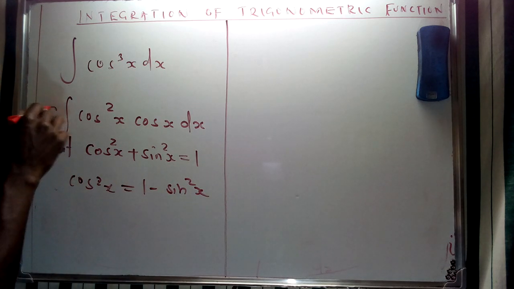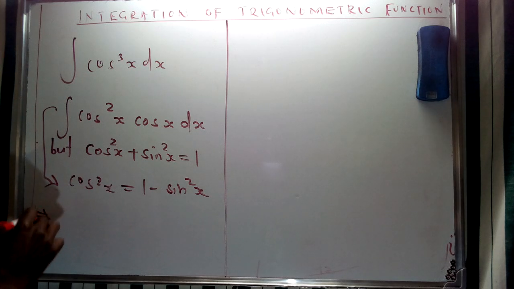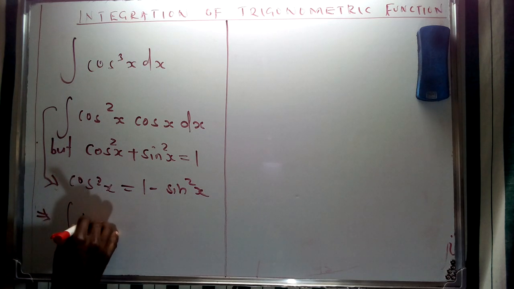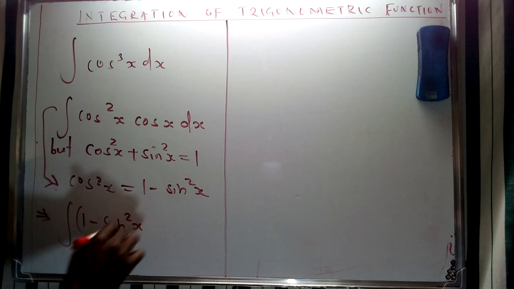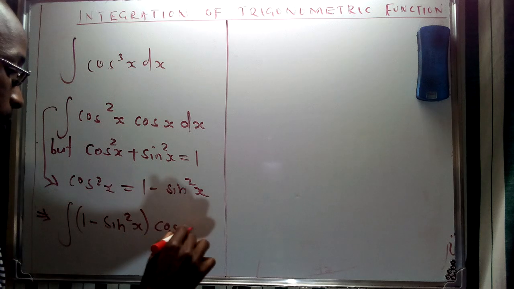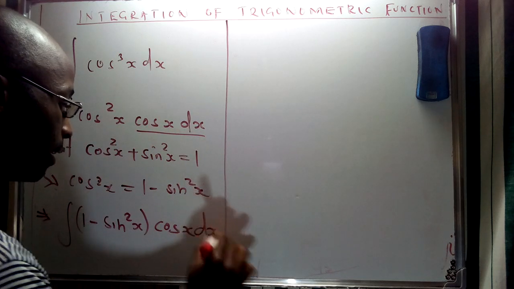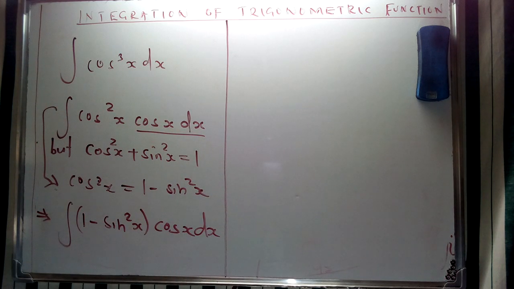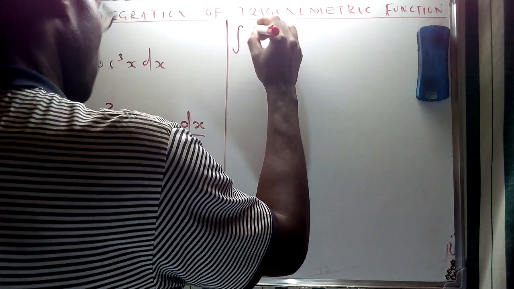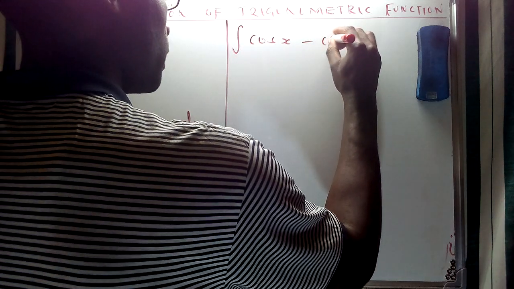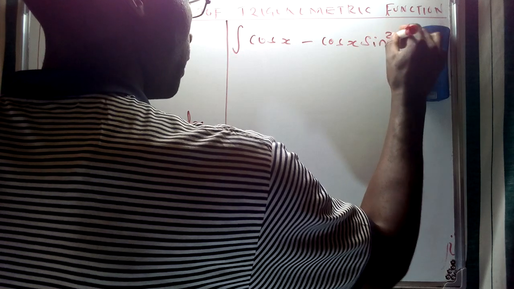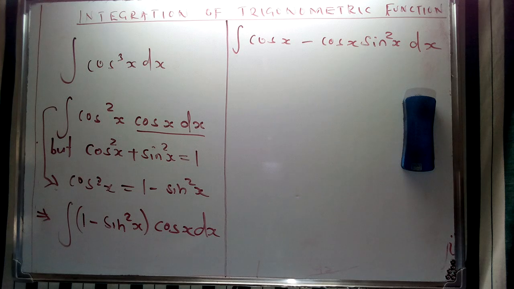So doing a substitution in this specific integral, it's going to imply the integral of 1 minus the square of the sine of x, and then we have the cosine of x dx given as such. So in this particular case, we can open these brackets. Therefore, we're going to have the integral of the cosine of x minus the cosine of x times the square of the sine of x dx. So I've just opened those specific brackets.